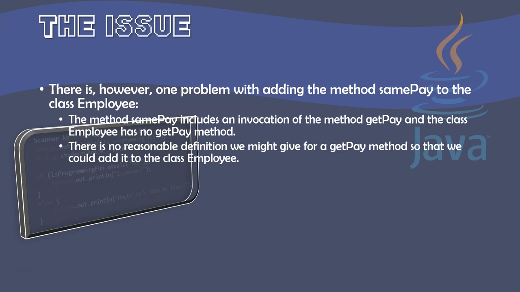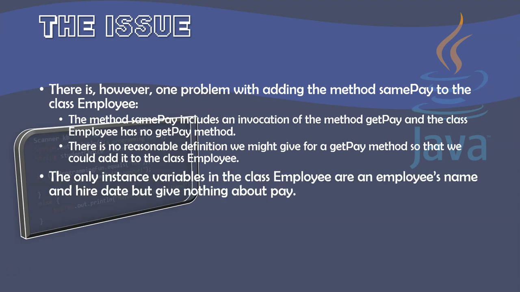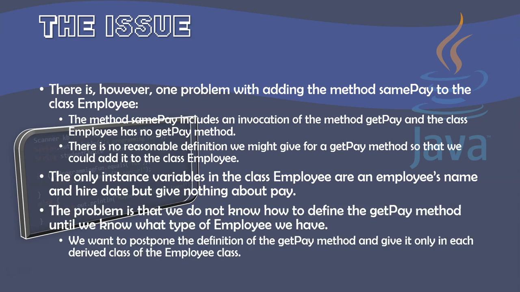And if you think about it, there's no reasonable definition we could give to getPay that we could add to the class Employee, because a salary employee is going to have a very different pay schedule than our hourly employee, which would be different from a commission employee. The only instance variables in the class Employee that we can rely on are the employee's name and their hire date. And there's nothing in there about pay, right? We have no information about the pay for an employee.